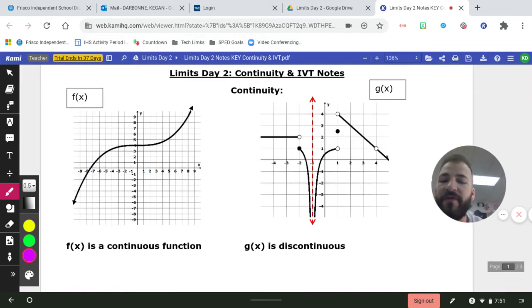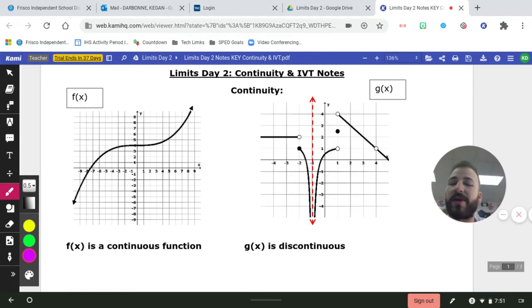So we have two different functions. The function here on the left is a continuous function. Notice how it's smooth and continuous, no breaks, no holes, nothing funny going on. The function over on the right, g of x, is a discontinuous function.